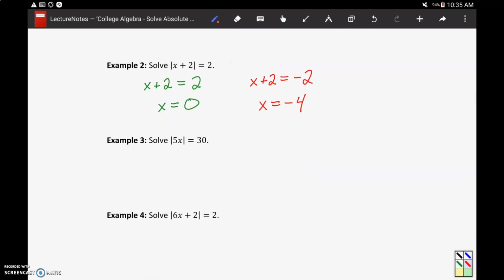We can apply that same approach for each of these absolute value problems that we're considering in these first few examples. In example 3, we have 5x is equal to 30. So we'll drop the absolute value bars and take what's inside those bars set equal to that expression on the right hand side. And then we'll take what's inside those absolute value bars and set it equal to the opposite of that value on the right hand side, and then solve, in this case by dividing both sides by 5 to get x is equal to 6 and x is equal to negative 6.